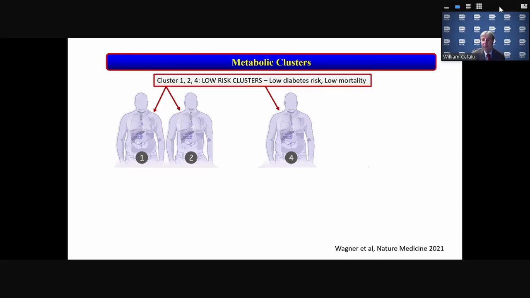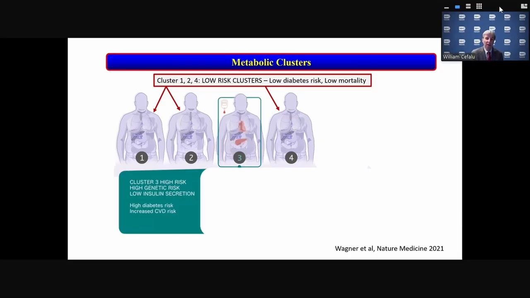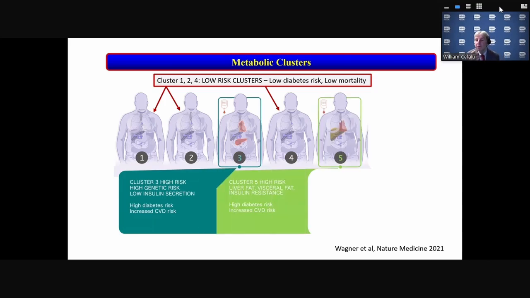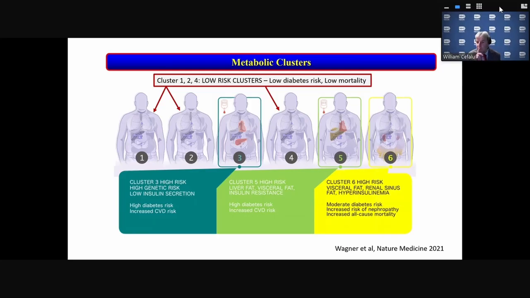Clusters that had low diabetes risk and low mortality. But then he was able to identify cluster 3, which had high genetic risk and low insulin secretion, with a high diabetes risk and a high cardiovascular risk. The authors identified cluster 5: liver fat, visceral fat, insulin resistance, a high diabetes risk, and increased cardiovascular risk. But interestingly, cluster 6: high visceral fat, renal sinus fat, hyperinsulinemia, high risk of all-cause mortality, increased risk of nephropathy, but only a moderate diabetes risk.